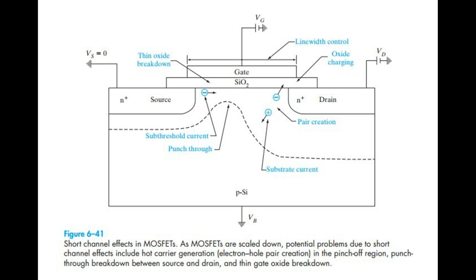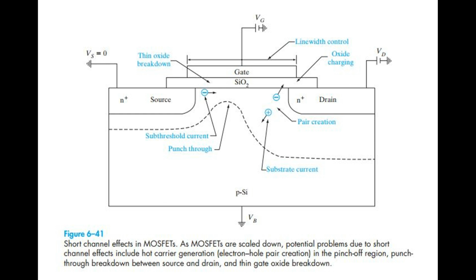Figure 6-41. Short channel effects in metal oxide semiconductor field effect transistor. As metal oxide semiconductor field effect transistors are scaled down, potential problems due to short channel effects include hot carrier generation, electron-hole pair creation, in the pinch-off region, punch-through breakdown between source and drain, and thin gate oxide breakdown.